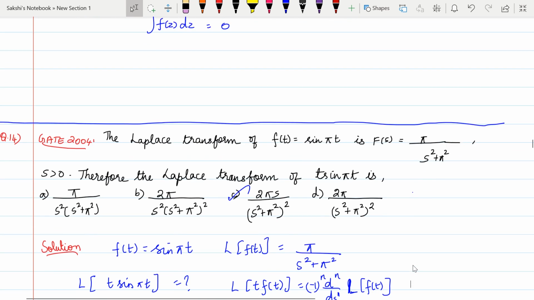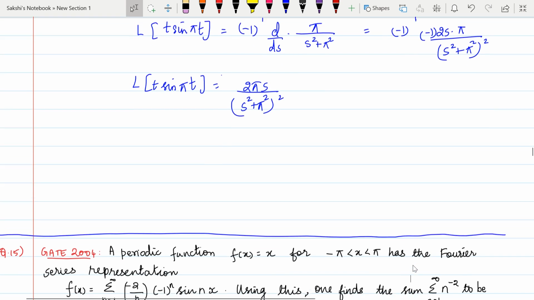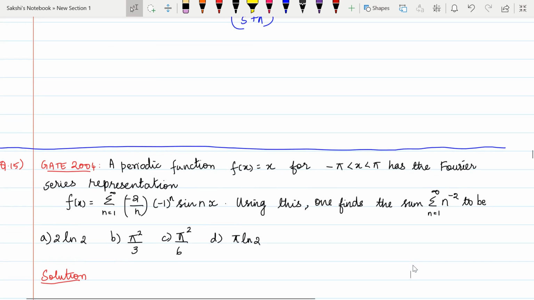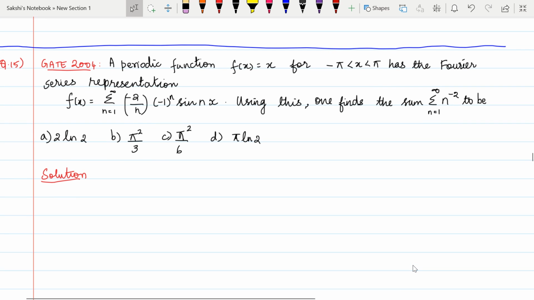Okay, so let us see the next question, which is question number 15, from GATE 2004, and this is from Fourier series. Okay, not transform, Fourier series. So if you read the question, a periodic function f of x is equal to x, where x lies between minus pi to plus pi, and has a Fourier series representation.